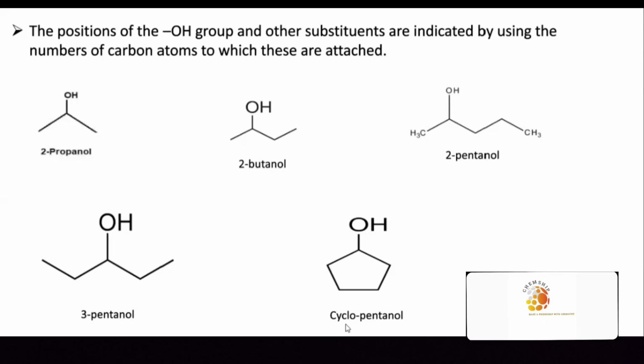It is a cyclic ring, so we have to add cyclo. This is pentane, no? The position of OH is 1, so 1 OH group, so it is ol. So cyclopentane-1-ol, or we can remove 1 and add ol to pentane, so it will become cyclopentanol. We completed the nomenclature of alcohol.